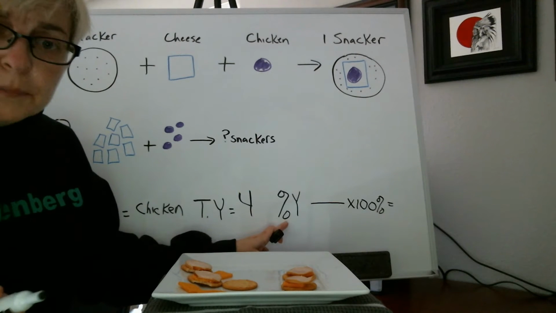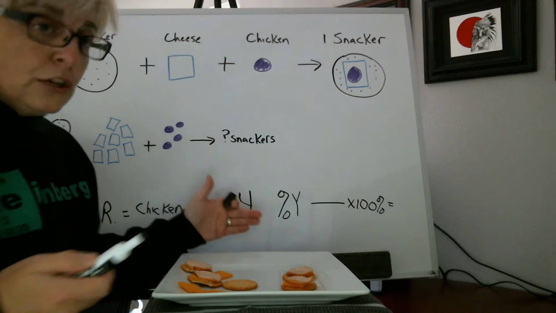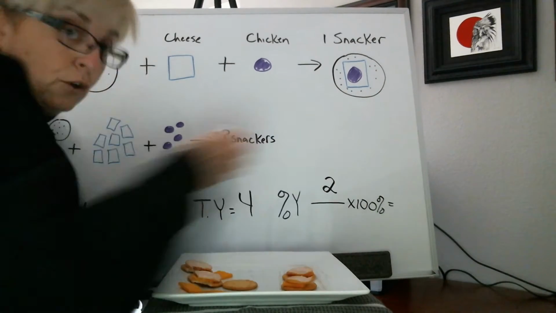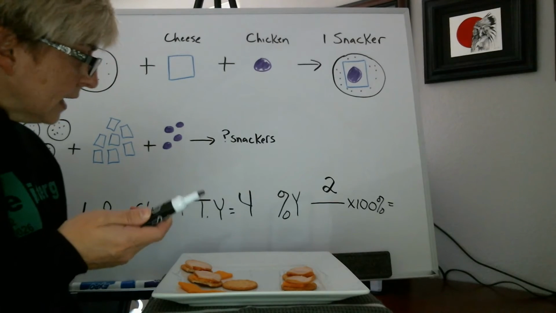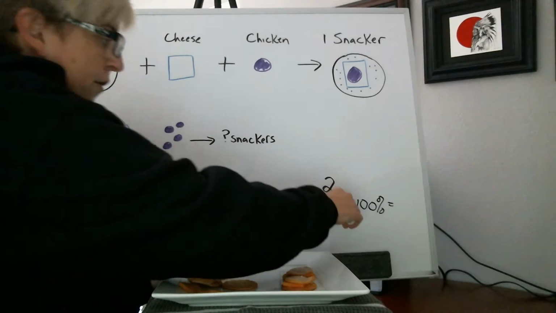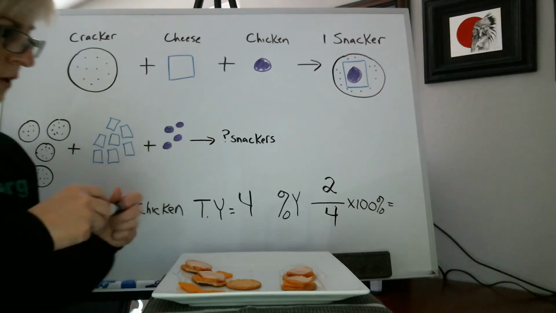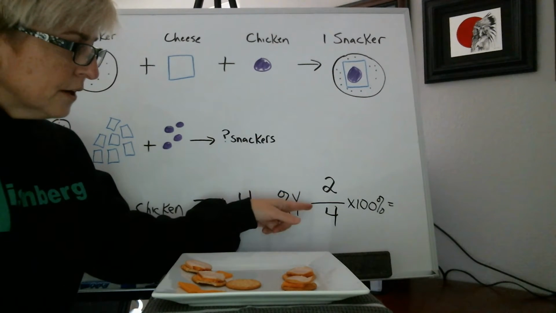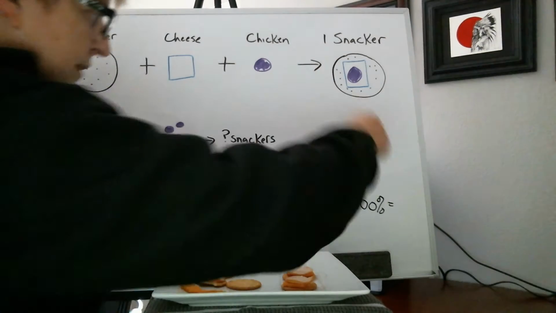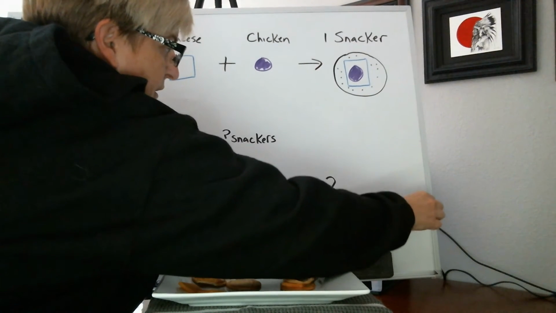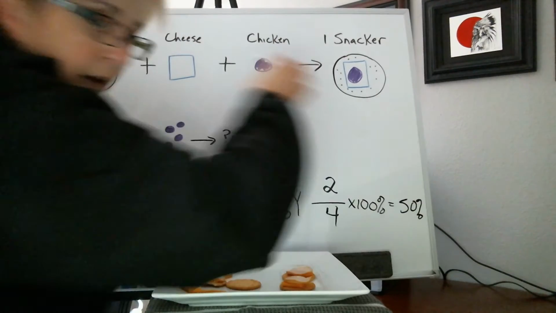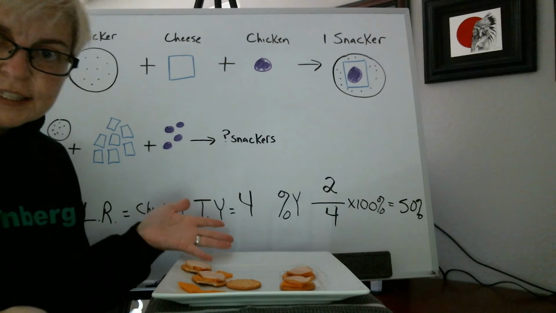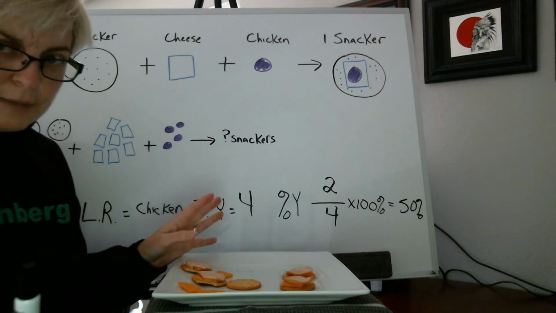I'm going to calculate my percent yield. So my actual yield was 2. I can only serve 2. And my theoretical yield was 4. So if I do the math here, that should come out to be 50%. So my percent yield is 50%. Okay, so does that make sense?